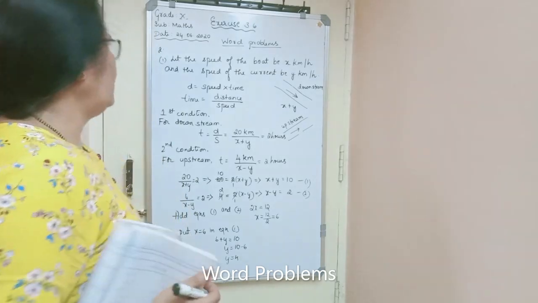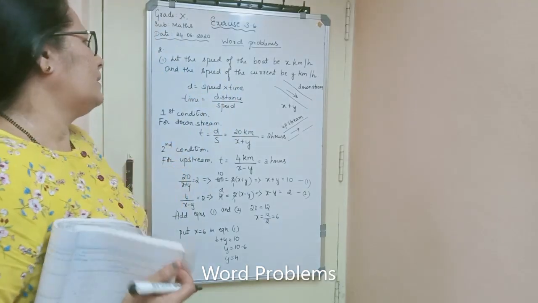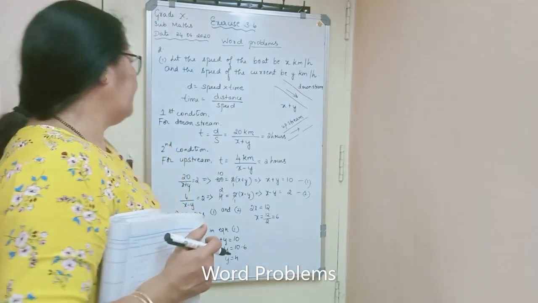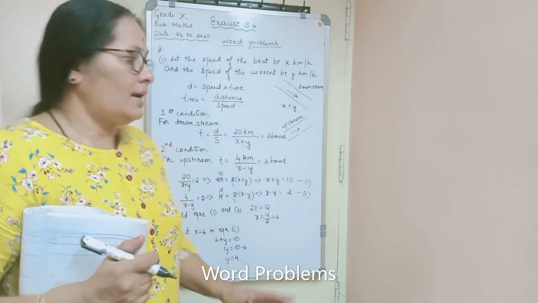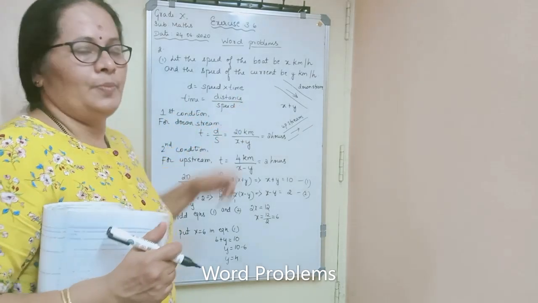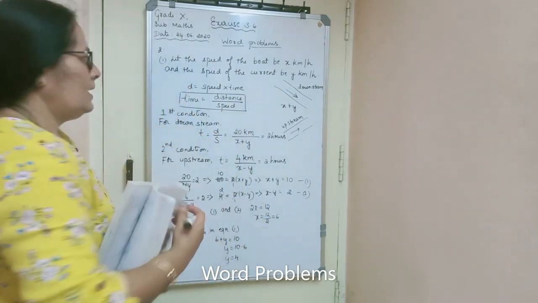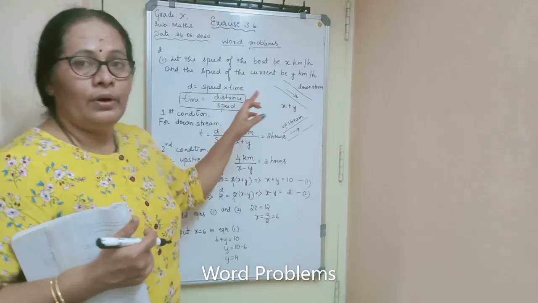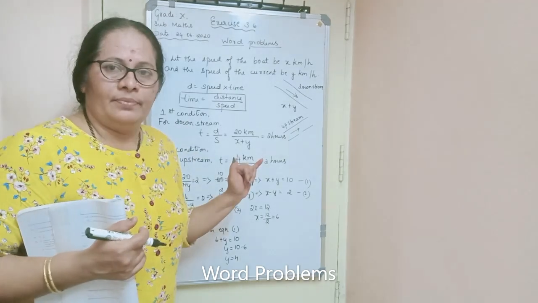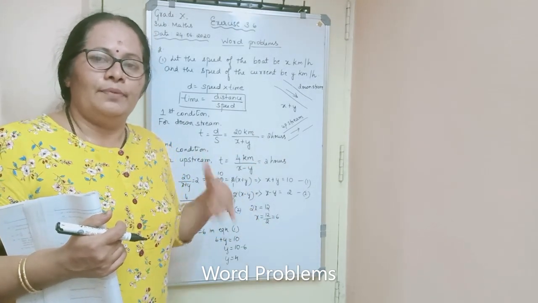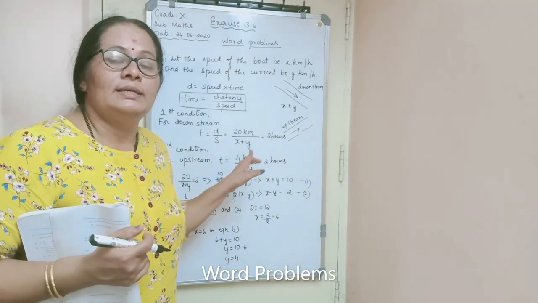I'll repeat once again. The speed of the boat is taken as x km per hour, whereas the speed of the current is y km per hour. Now, you know this relation: distance equals speed into time, so time equals distance upon speed. So this equation we are using to simplify this. Now, here we have two types of speed. One is the speed of the boat, the other is the speed of the current or water. During downstream, the speed of the boat as well as the speed of the water are both positive, so the speed is x plus y.